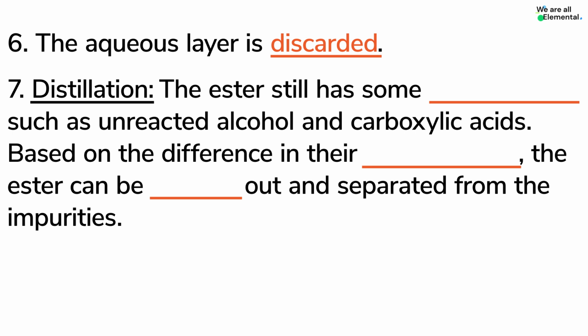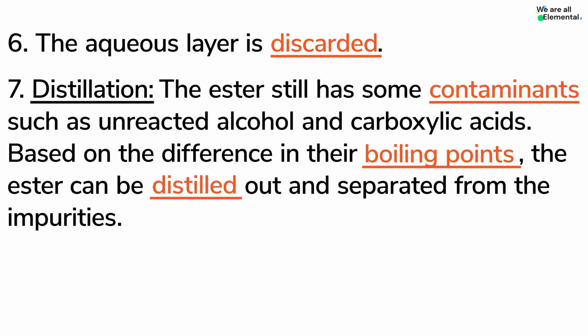The last step is distillation. The ester still has some contaminants, such as unreacted alcohols and carboxylic acids. Now, based on the differences in their boiling points, the ester can be distilled out and separated from the impurities.